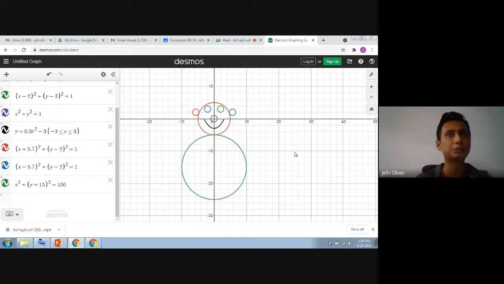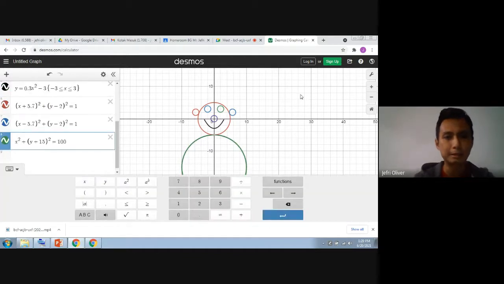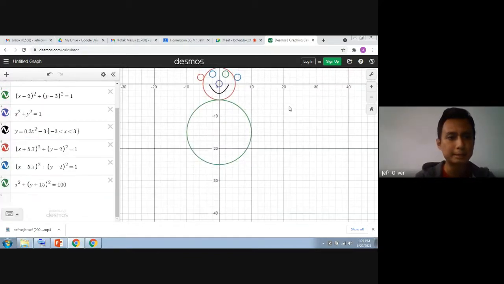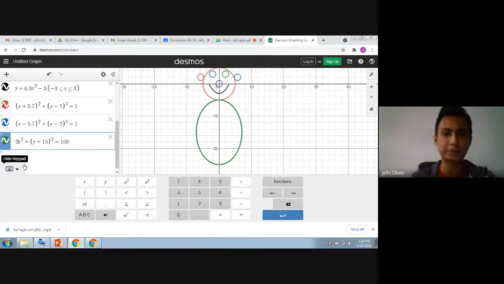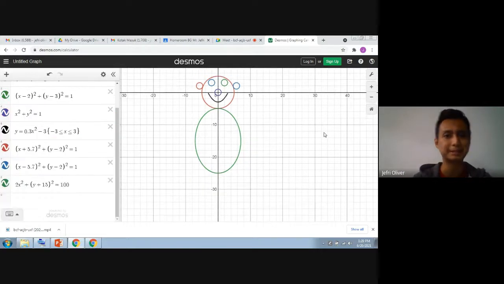But if you want to make it like an ellipse, you can put a constant for the x squared, something like this. You can make it like that, right? Now, the next thing, I would like to make the hands.